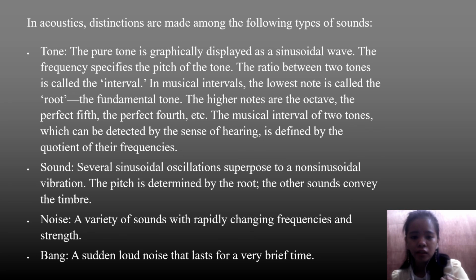In acoustics, distinctions are made among the following types of sounds. Tone. The pure tone is graphically displayed as a sinusoidal wave. The frequency specifies the pitch of the tone. The ratio between two tones is called the interval. In musical intervals, the lowest tone is called the root or fundamental tone. The higher notes are the octave, the perfect fifth, the perfect fourth, etc. The musical interval of two tones, which can be detected by the sense of hearing, is defined by the quotient of their frequencies.